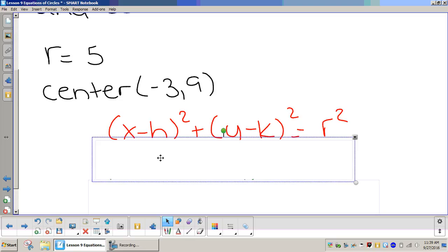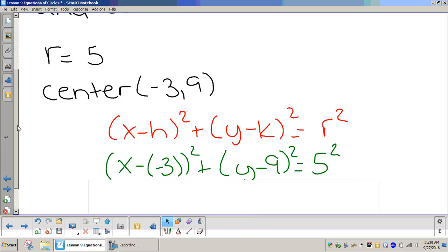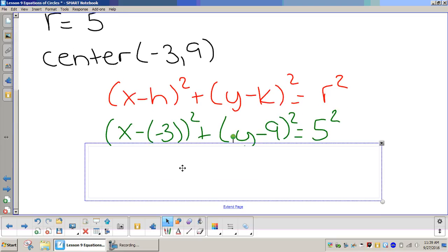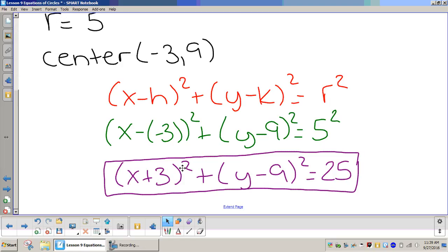I can plug in the x value of the center, which is h, -3. The value for k is 9, and then r is 5. And then all I'm going to do is some simplifying. I'm going to make that minus -3 a plus, and I'm going to make 5 squared 25. If you want to leave 5 squared like this, as I have in green, that would be totally fine too.